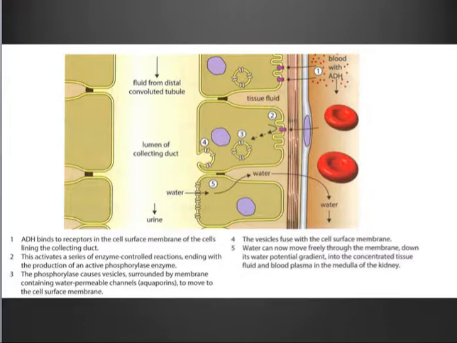ADH binds to receptors in the cell surface membranes of the cells lining the ducts. This activates a series of enzyme-controlled reactions. The phosphorylase causes vesicles surrounded by those membranes to move to the cell surface membrane. They fuse with the cell surface membrane, and it thus becomes more permeable.